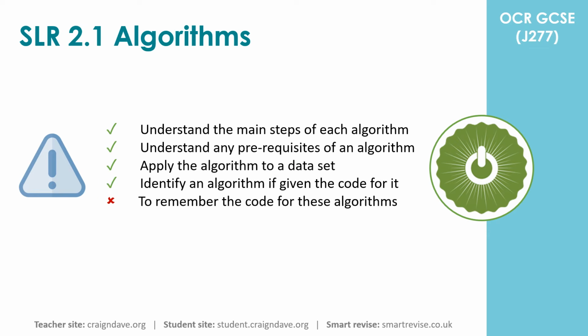The GCSE specification states that you must be able to understand the main steps of each algorithm, understand any prerequisites for an algorithm, apply the algorithm to a dataset, and identify an algorithm if given the code for it. However, you're not required to remember the code for these algorithms. In the rest of this video, we'll work through the pseudocode for the algorithm. While it is important and you need to be able to spot this code, don't get too worried about remembering it line for line.